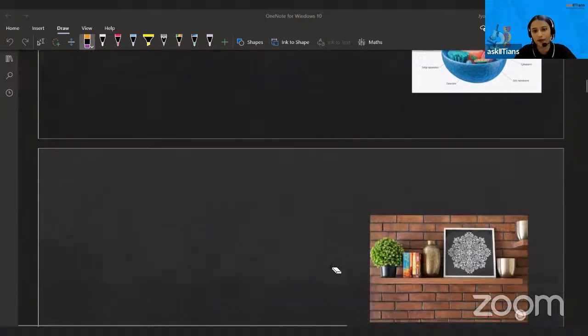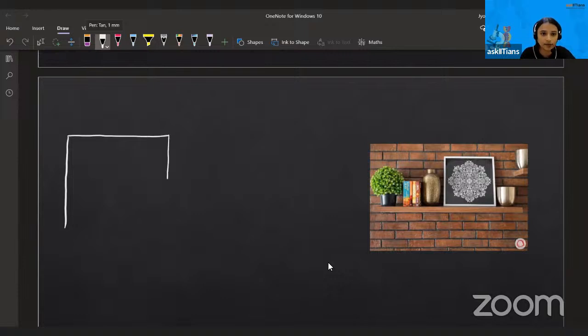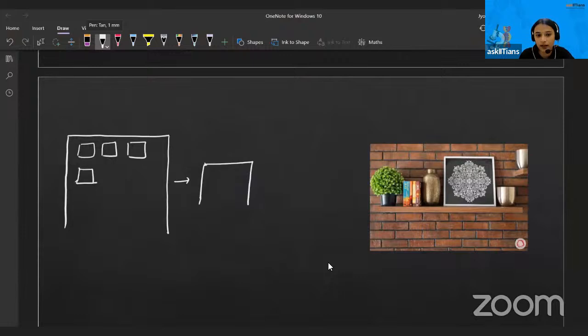Let's take the example of our house. We know that in our home there are different rooms present, like a drawing room, kitchen, bathroom, and each room has its function. Suppose this is your room, and this is our home.